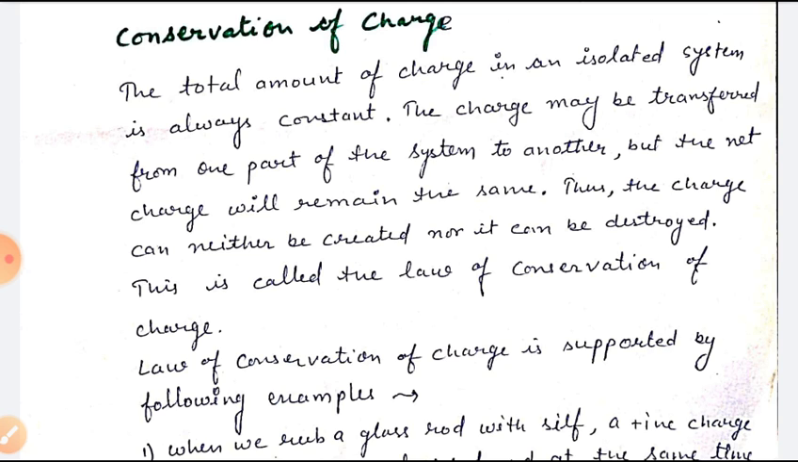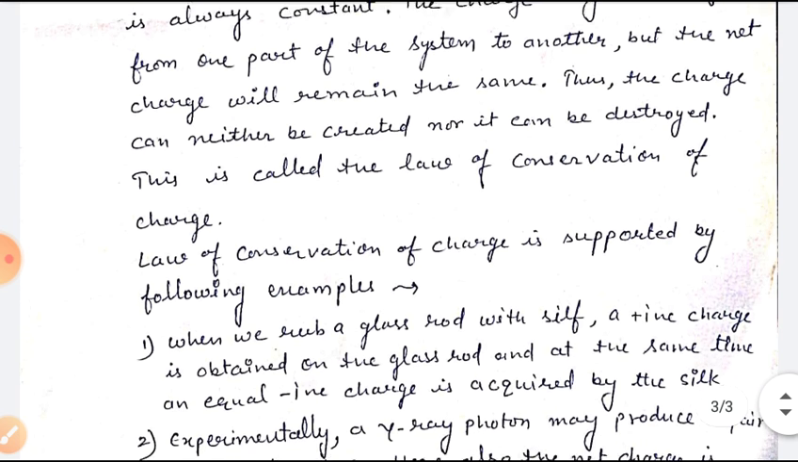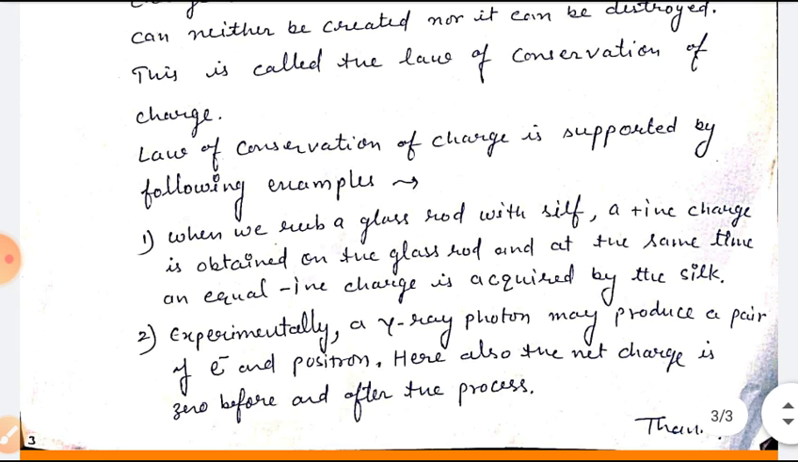The law of conservation of charge is supported by many examples, and some of them are as follows. First, when we rub a glass rod with silk, a positive charge is obtained on the glass rod, and at the same time an equal negative charge is acquired by the silk. So this proves the law of conservation of charge. Experimentally, in another example, a gamma ray photon may produce a pair of electron and positron. Here also the net charge is 0 before and after the process.